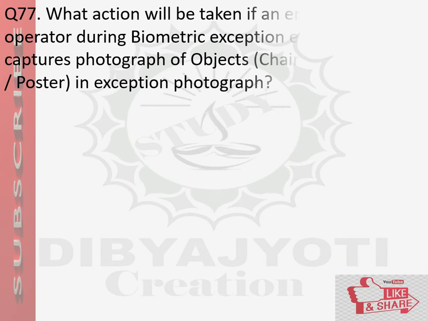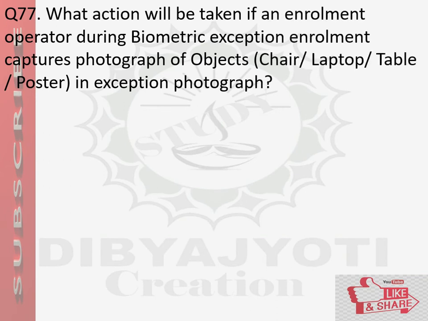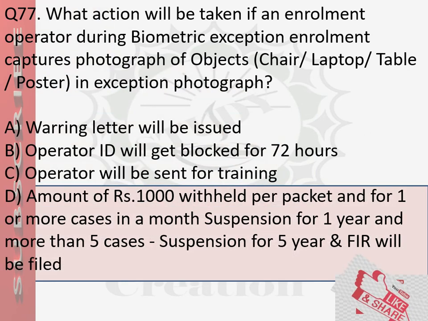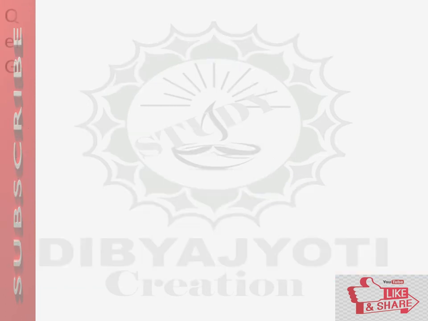Then next, what action will be taken if an enrollment operator, during biometric exception enrollment, captures a photograph of an object, chair, laptop, table, or poster in the exception photograph? And the answer is option D: amount of ₹1000 withheld per packet, and for one or more cases within a month, suspension up to 1 year, more than 5 cases, suspension up to 5 years, and FIR will be filed.